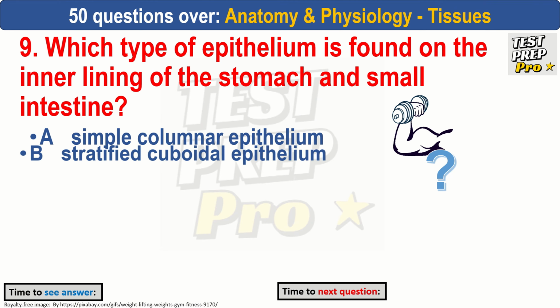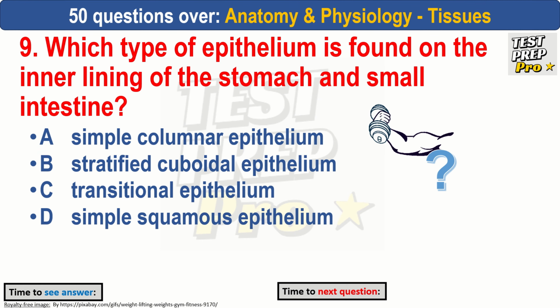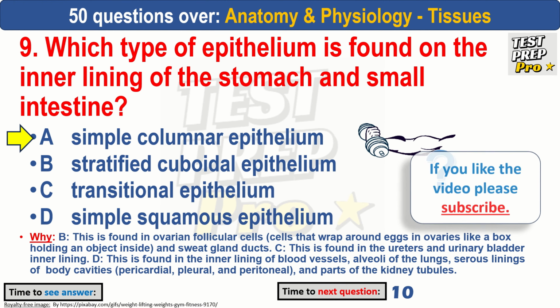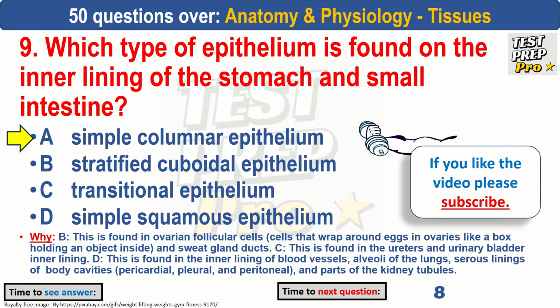Which type of epithelium is found on the inner lining of the stomach and small intestine? Is it simple columnar epithelium, stratified cuboidal epithelium, transitional epithelium, or simple squamous epithelium? The answer is simple columnar epithelium. Stratified cuboidal epithelium, that's found in ovarian follicles and some sweat gland ducts. Transitional is found in the ureters and the bladder.